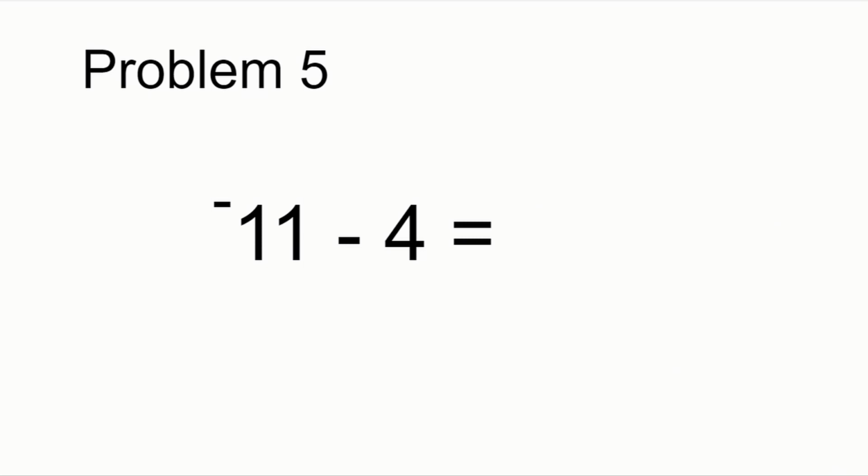And finally, our last problem, problem 5, negative 11 minus 4. What does that mean in terms of our chips? Negative 11 is like having 11 red chips. And minus 4 means we're trying to take away 4 yellow chips. So how can I rewrite this into an equivalent addition problem?